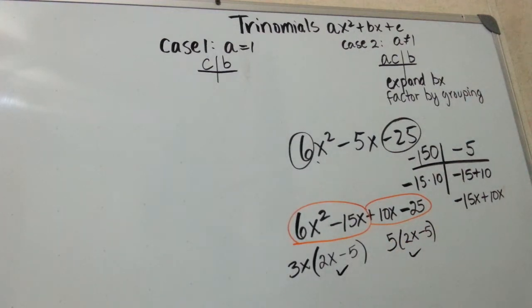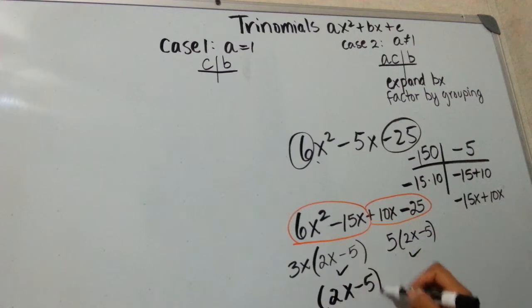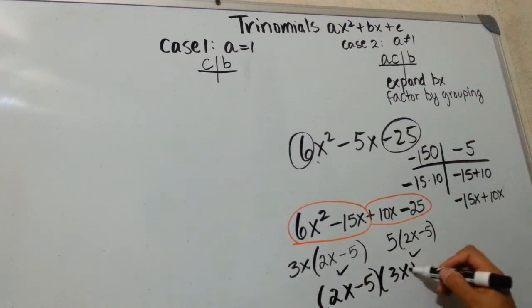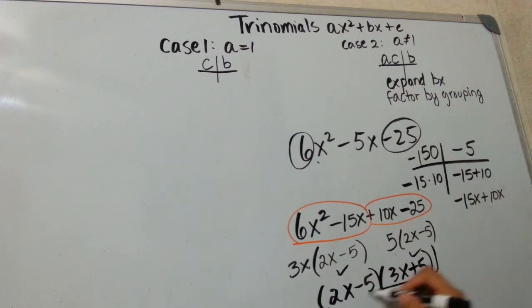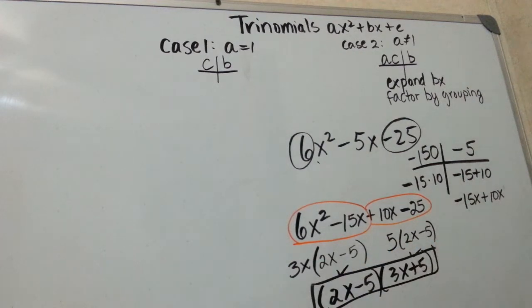Can we still see on the... Yeah. Alright, but I'm just going to write here so you'll be seeing. I hope you can see the answer. 2x minus 5, 3x plus 5. I think you can still see it. And that would be factoring by grouping.